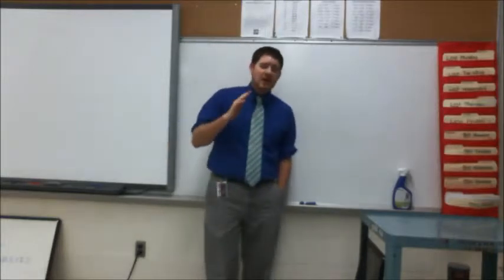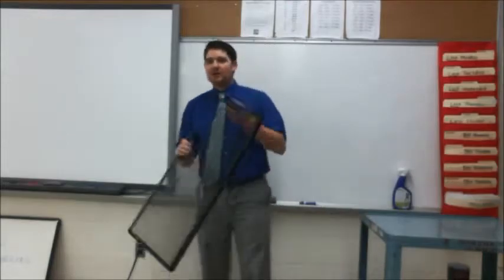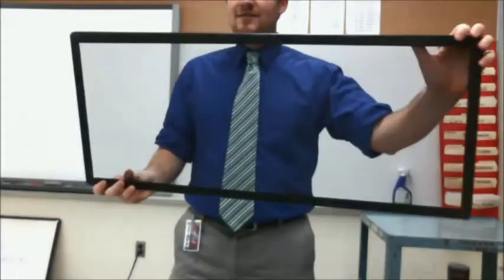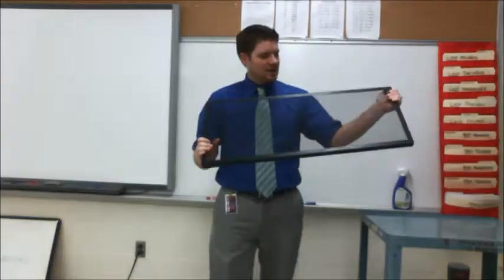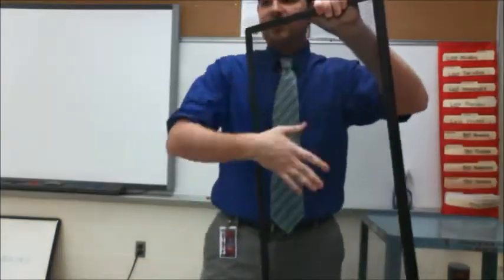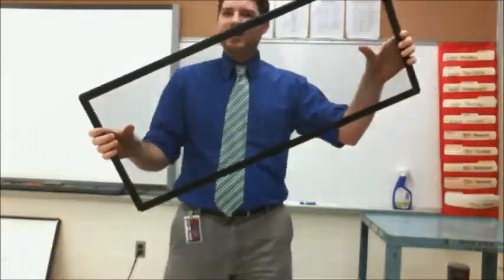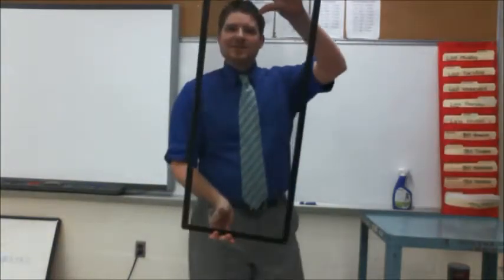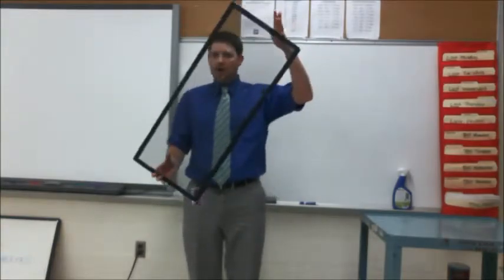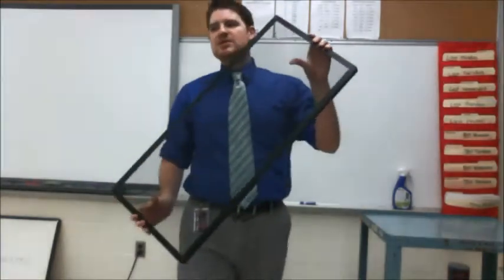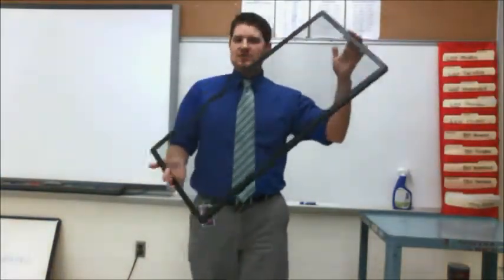Now with diffusion, we're just talking about normal small molecules crossing the cell membrane. Now to help me demonstrate this point, I have a screen, like you would see on a window. The screen is full of holes. So the screen acts as a semi-permeable membrane. It allows some things through, but not all things. So we're going to use this screen as our model to help us figure out the differences between diffusion and osmosis.